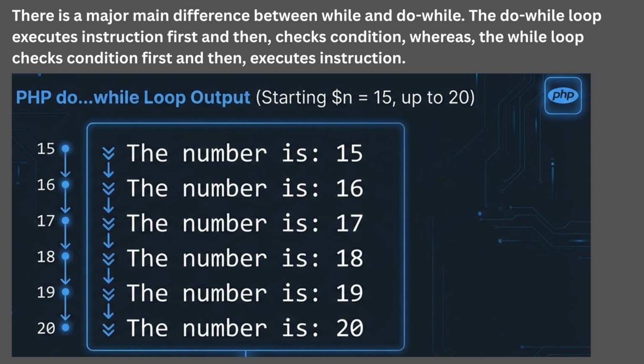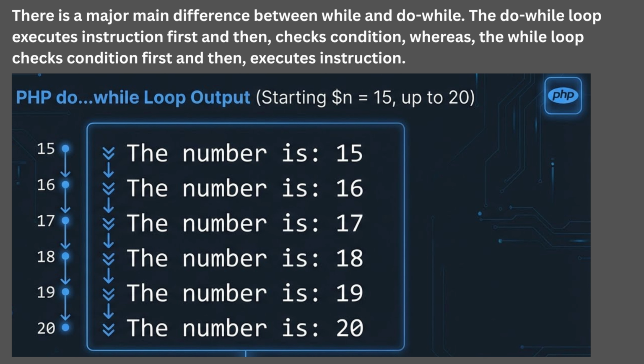But in a do-while loop, things work the opposite way. The code inside the loop is executed first, without checking anything. After running the instructions, PHP then checks the condition. If the condition is true, the loop repeats.